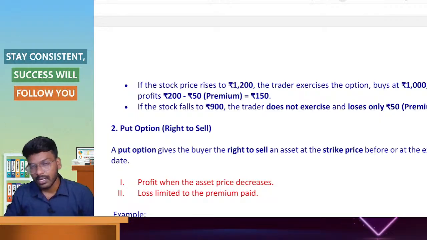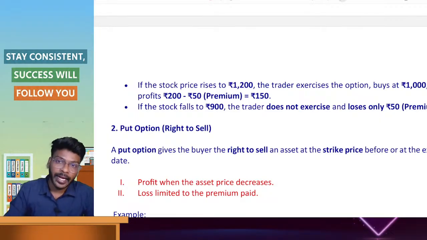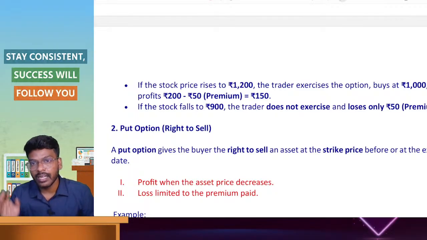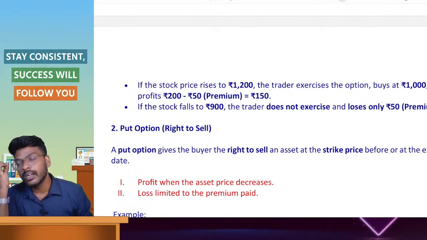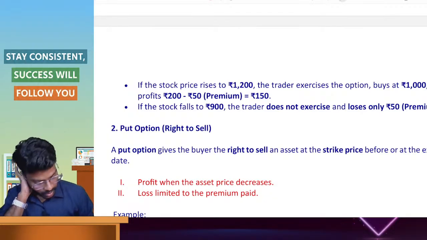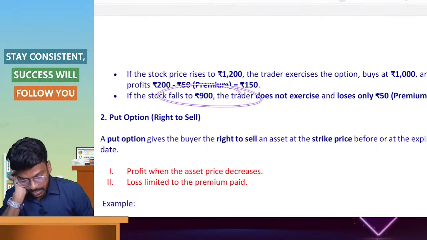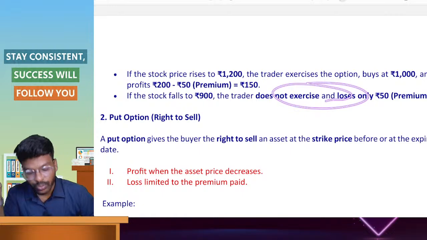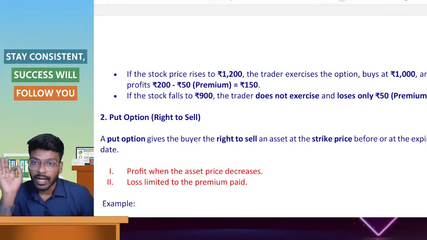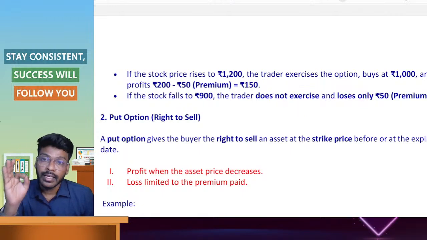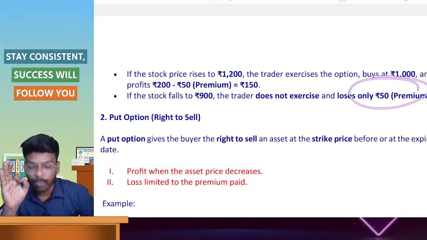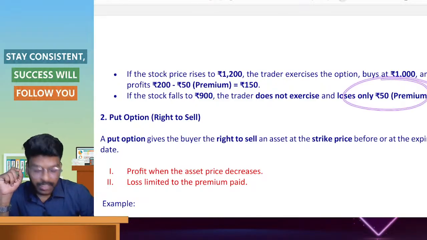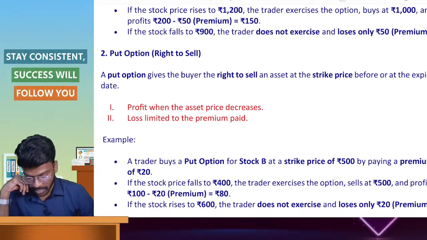In case of an option, the option buyer has a right to exercise the option. He can decide whether to exercise the option or reject it. So in this case, the price is below the strike price, and the trader should not exercise the option. The maximum loss is restricted to the premium amount paid.